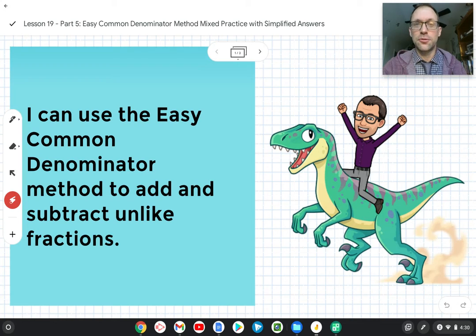Welcome to today's review. We have been learning all about the easy common denominator method and how we can use it to add and subtract fractions with unlike denominators. Today's learning target is I can use the easy common denominator method to add and subtract unlike fractions. Let's get to our practice.